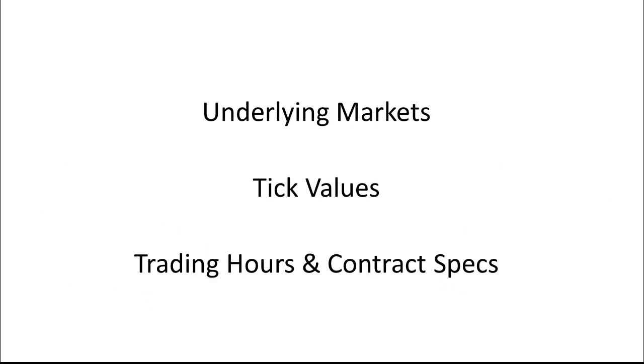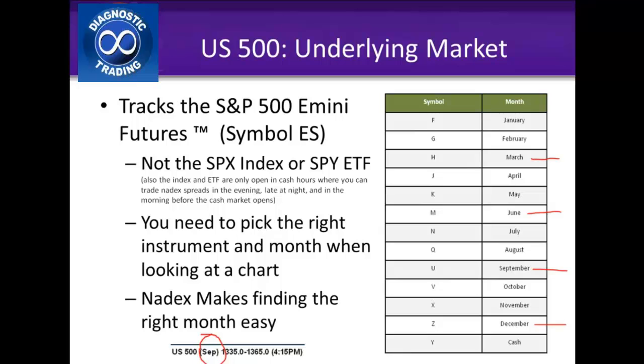Alright, today we're going to talk about the underlying markets, the tick values, and we're going to go into the trading hours and contract specs for each of the Nadex contracts. For example, the US 500, its underlying market is the S&P 500 E-mini futures, which symbol is ES. It's really important to understand that it is not the SPX index or the SPDR's ETF. Also know that these indexes and these ETFs, they're only open during cash market hours.